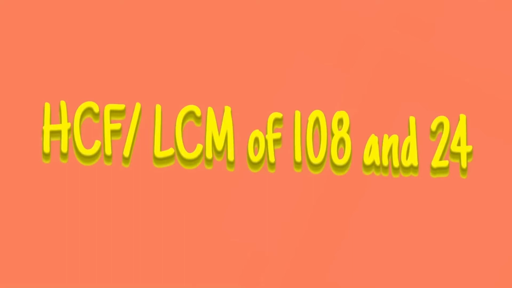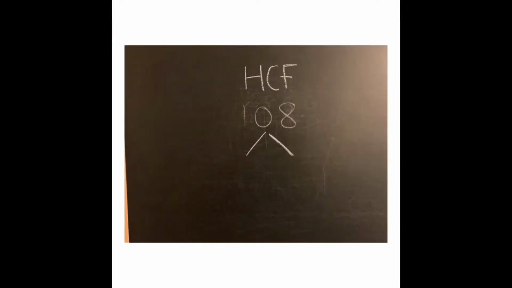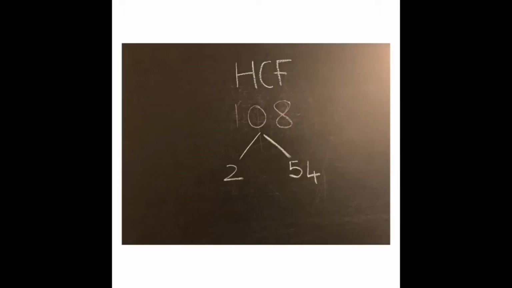In this video, I'm going to show you how to calculate the highest common factor and the lowest common multiple of 108 and 24. So let's start with the highest common factor of 108. So 108 can be split into two numbers, 2 and 54.